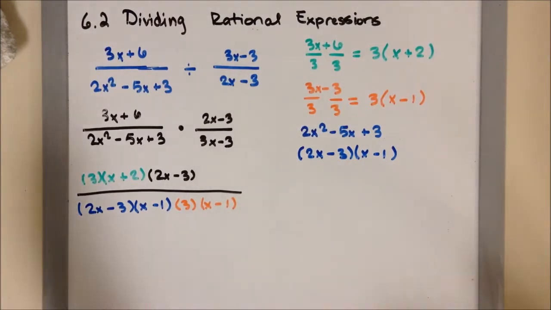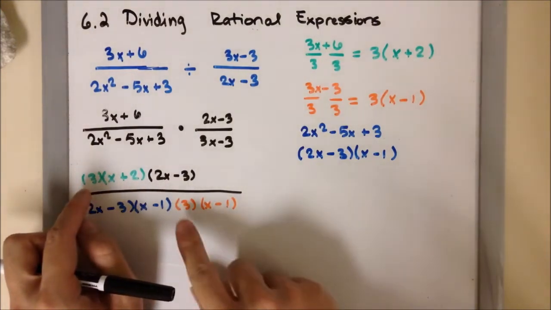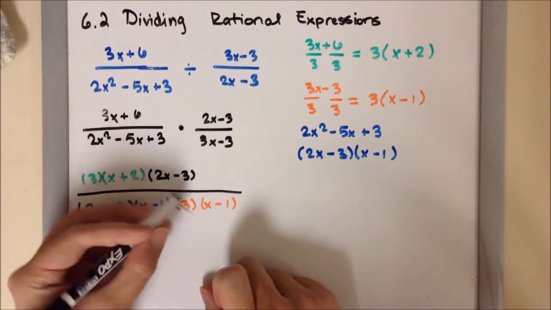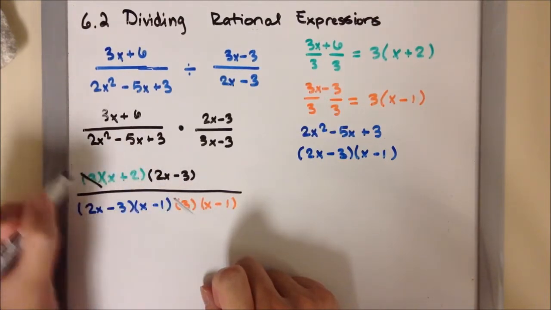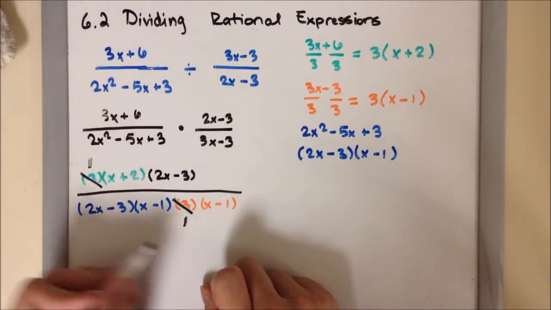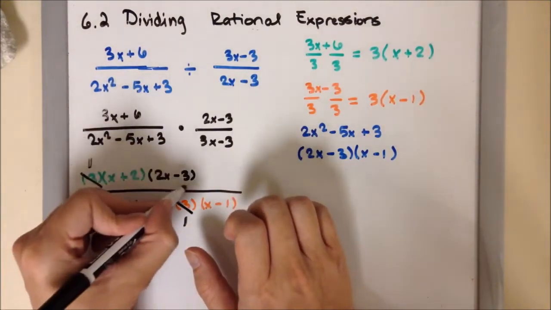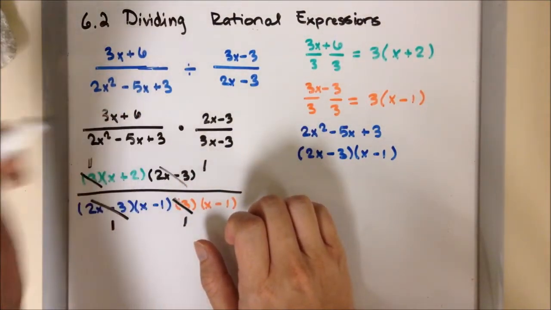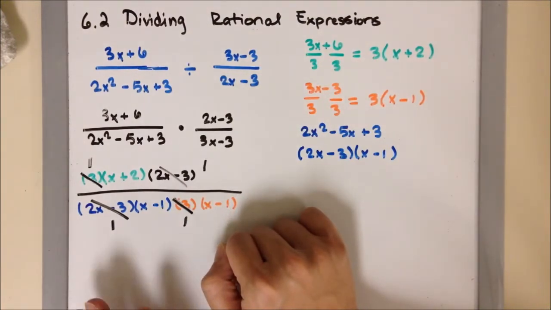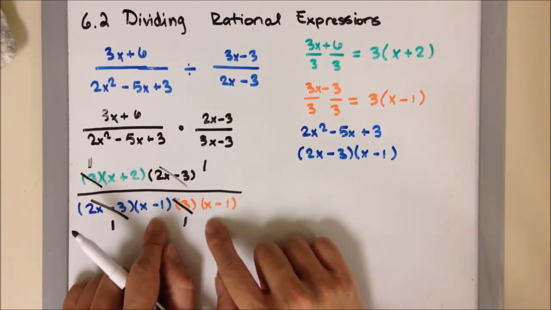Alright, now look for common factors that you can divide into 1. I have a 3 on the top and a 3 on the bottom, so that will become 1. And then I also have 2x minus 3 on the top and on the bottom. Both of them will become 1. And there's nothing else I can divide. I have x minus 1 on the bottom, so I'm not going to mess with them. And I cannot divide them.